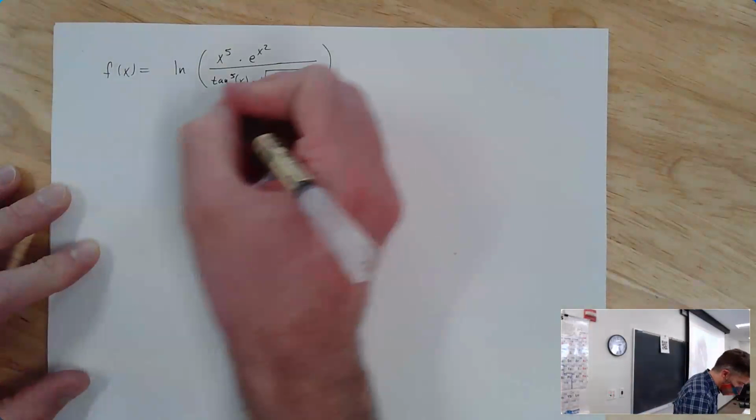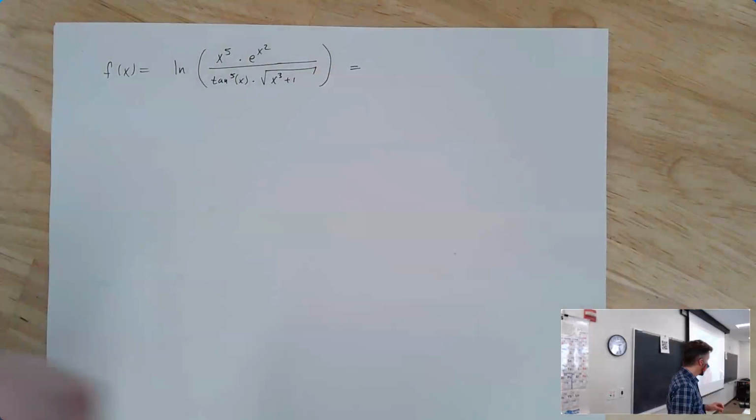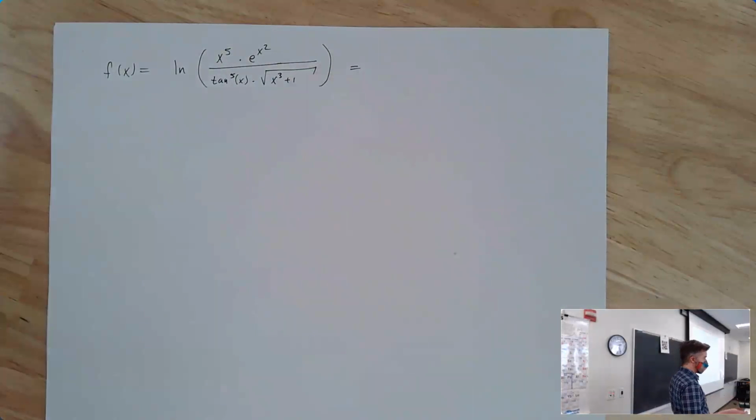And here's what I want you to see. Whenever you break up a logarithm like this, that's a quotient, every factor that's in the denominator, tangent to the fifth and the square root of x cubed plus 1, those are the 2 factors being multiplied together, every factor in the denominator is going to end up with a negative in front of its natural log. And every factor in the numerator is going to end up with a positive in front of its natural log.